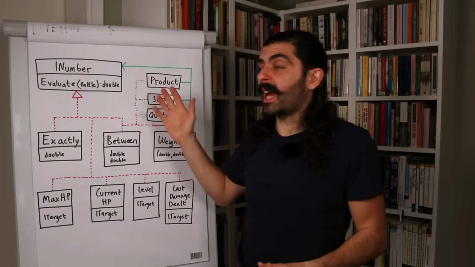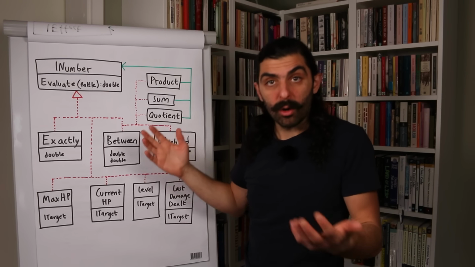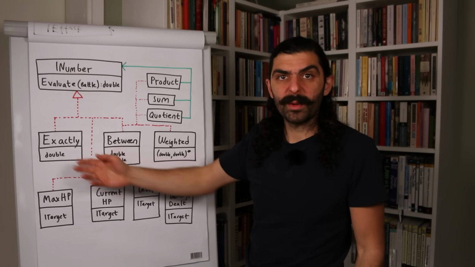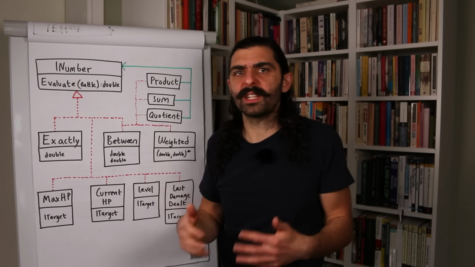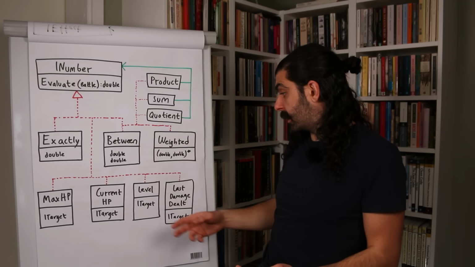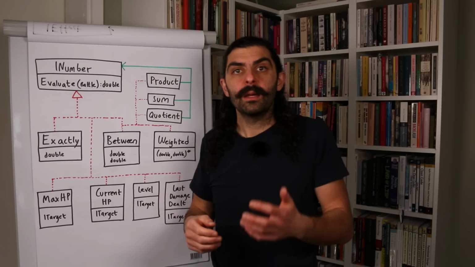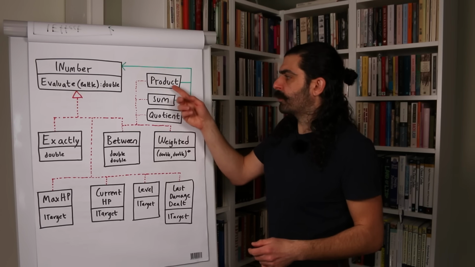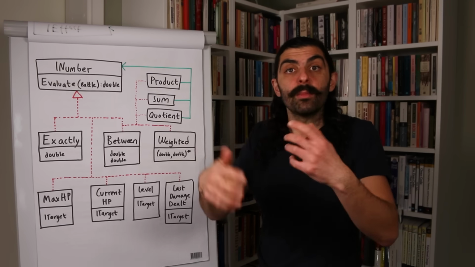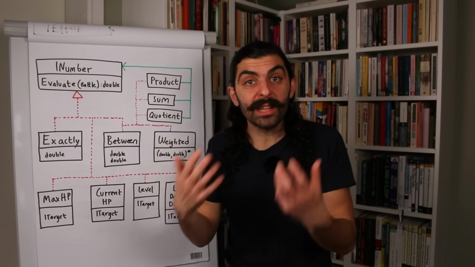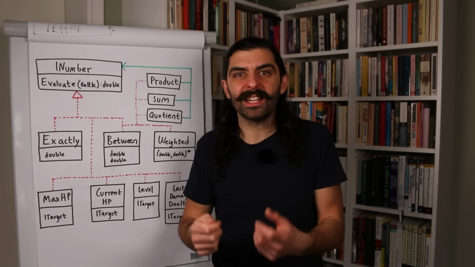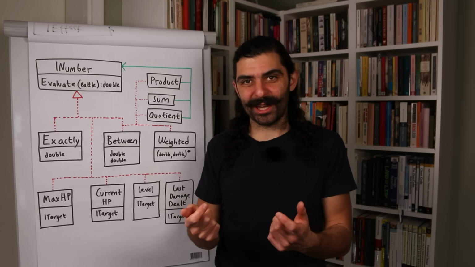Now, what are the subtypes of iNumber? We can have constants, like the type exactly. We can have random numbers, like the types between and weighted. We can have numbers that are derived from the battle state, like level or max HP. But we can also have combinators, like product and sum, that combine multiple numbers into a single number. This design essentially lets the number calculation vary independently from whoever is using the calculation.